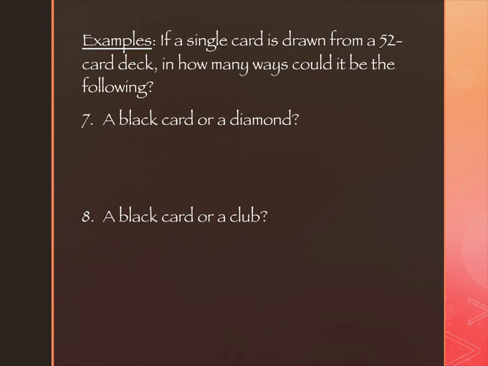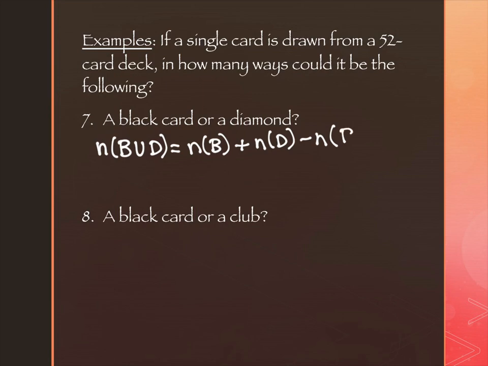A black card or a diamond. So we've got the number of cards that are black or diamond, which is the number of cards that are black, plus the number of cards that are diamond, minus the number of cards that are a black and a diamond. That's the formula. How many cards are black? 26. How many cards are diamond? 13. How many cards are black diamonds?